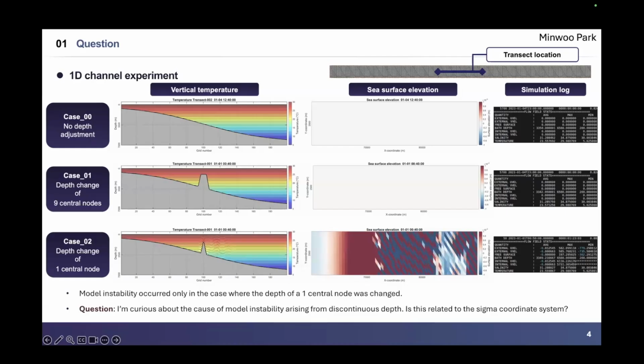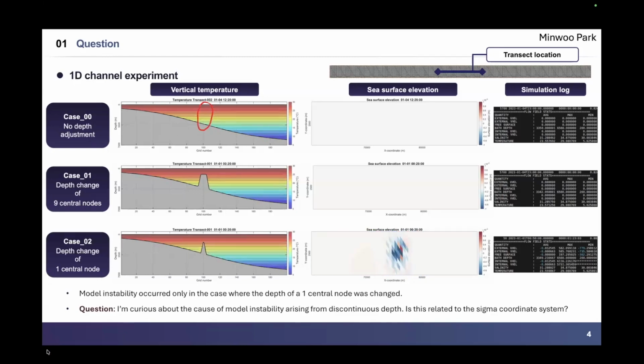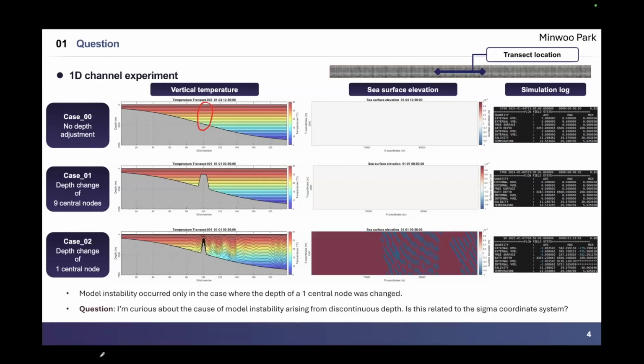Okay, it just means that there is no seamount. But you still had a topography, right? Then you had case three, where you said you had a depth change with one central node. Now what happened when you ran the model?